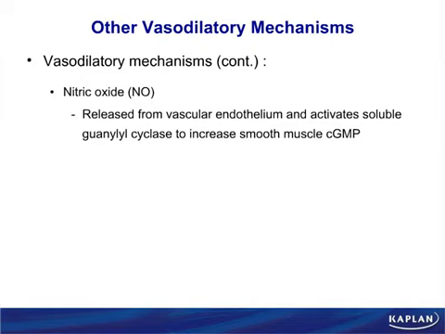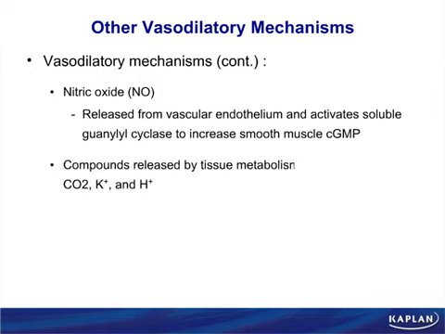Release from vascular endothelium activates soluble guanylyl cyclase to increase smooth muscle cyclic GMP. Nitric oxide is a very, very potent vasodilator and a very important one to remember for Step 1. 1992 Science Magazine Molecule of the Year.